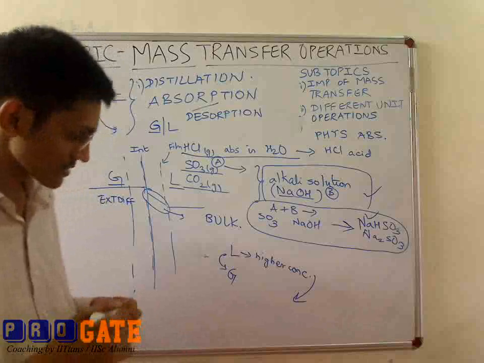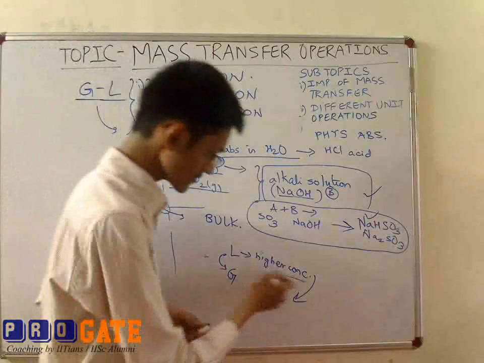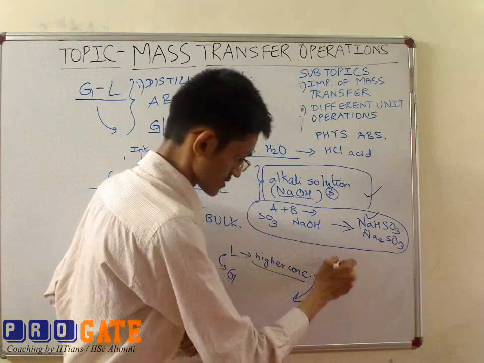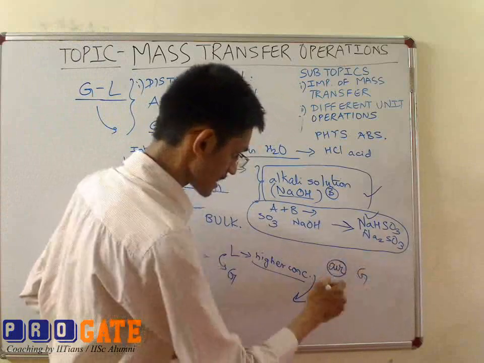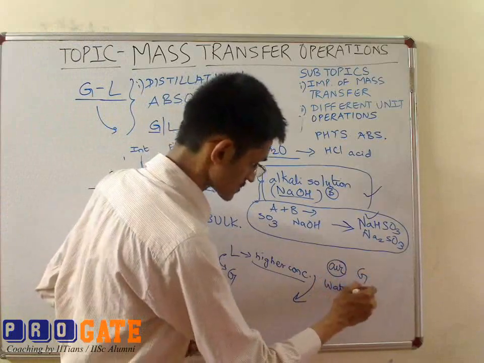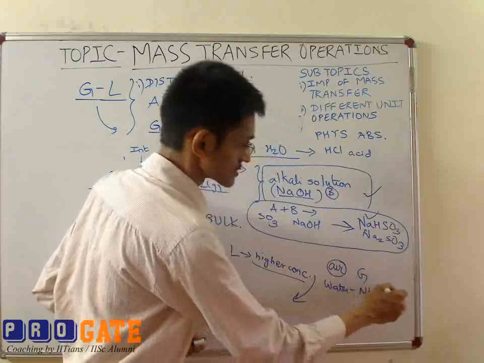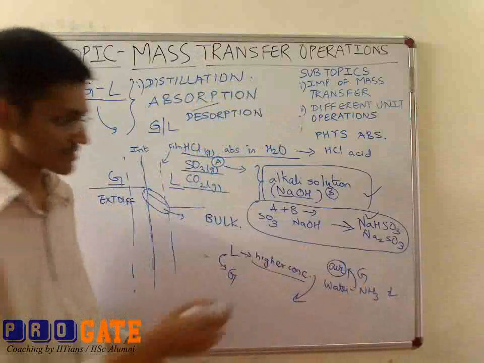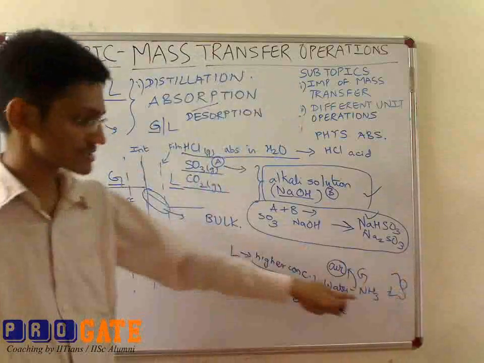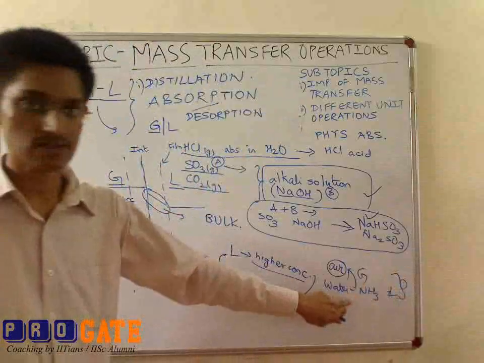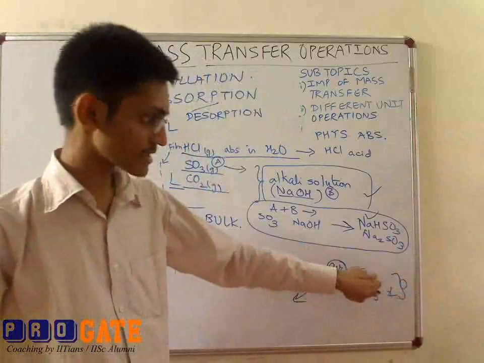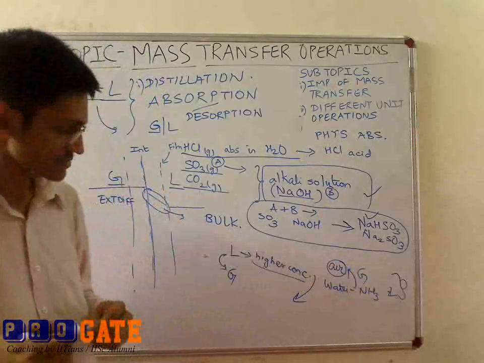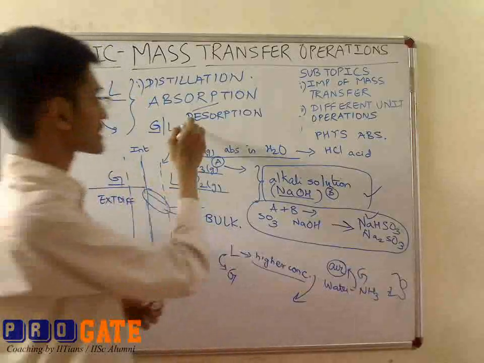So an example would be when we have air as the gaseous phase and water ammonia solution as the liquid phase. So ammonia tries to get transferred from the liquid phase to the gaseous phase depending on the concentration levels. But true, the dissolved gas present in the liquid phase should have higher concentration when compared to the partial pressure of ammonia in the vapor phase. So this is reverse of the absorption and we call it desorption.